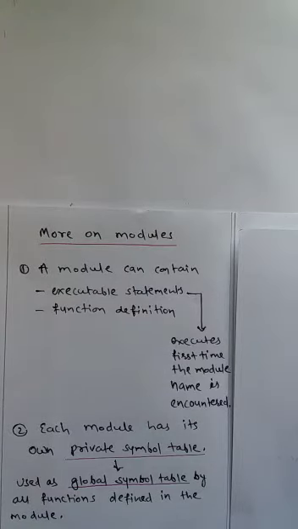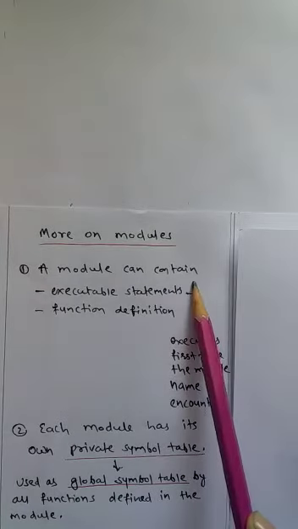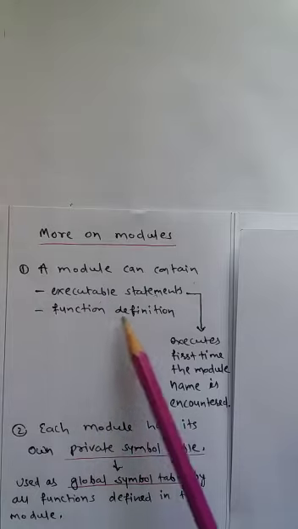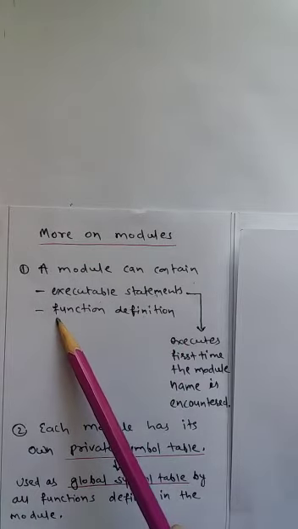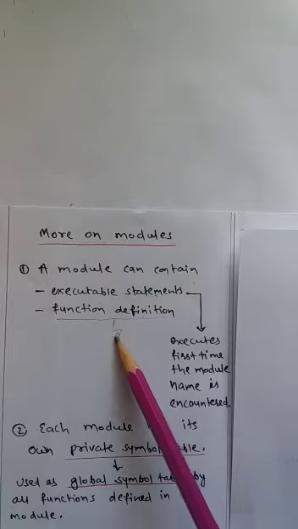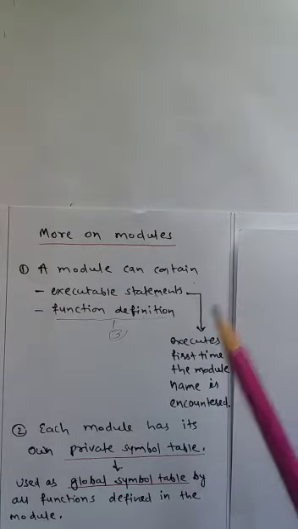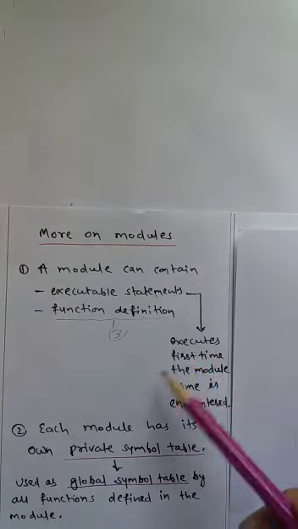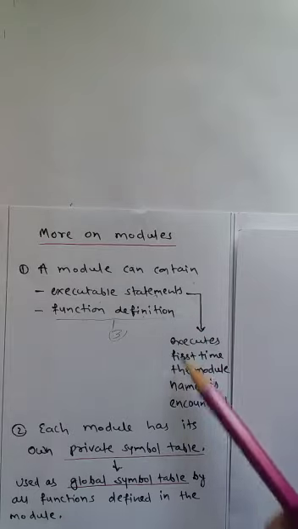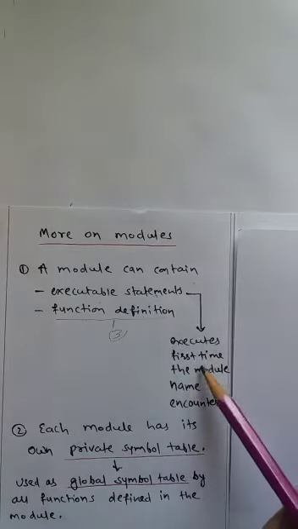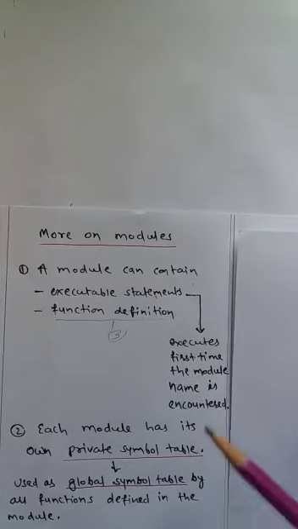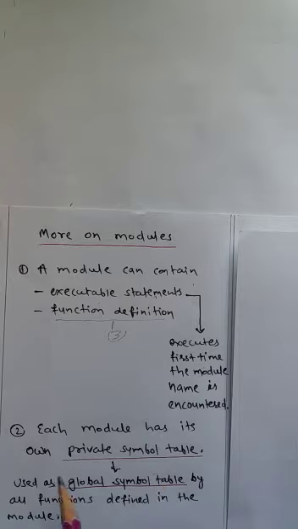Now some more points on the module. A module can contain executable statements and function definitions. Just now we have seen that in our my module we have function definitions, 3 functions. In addition to that, a module can contain executable statements. We have not written this part, so it is out of the scope of our lecture series, but I am mentioning it to give information. These statements execute the first time the module name is encountered. The second point is, each module has its own private symbol table. This private symbol table is used as the global symbol table by all functions defined in the module.